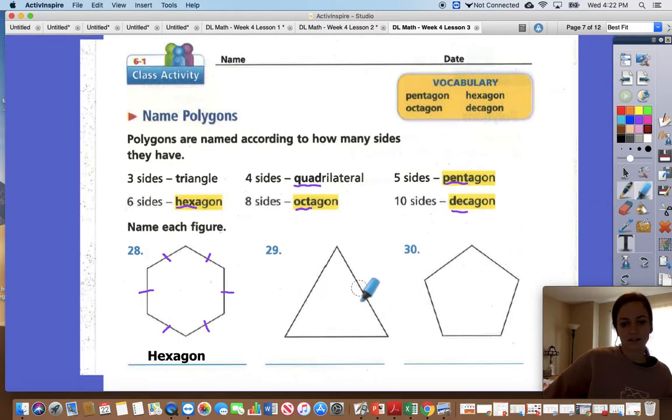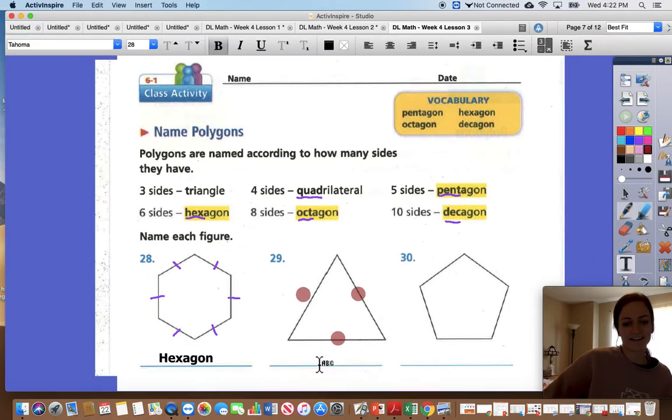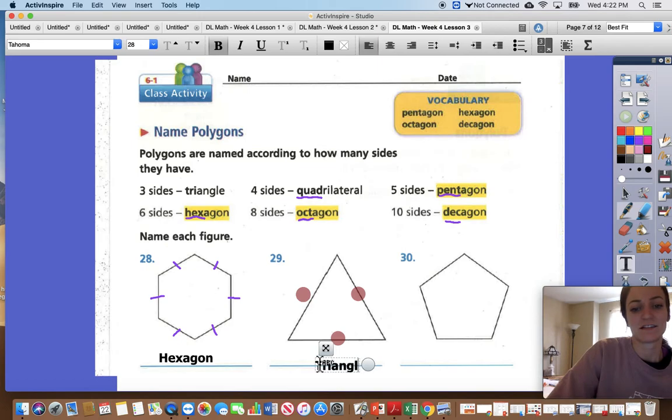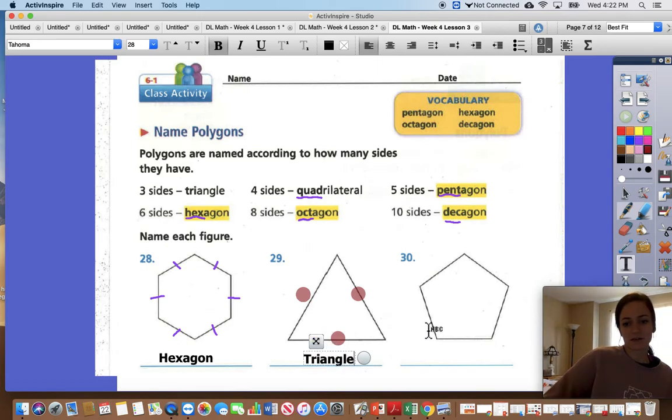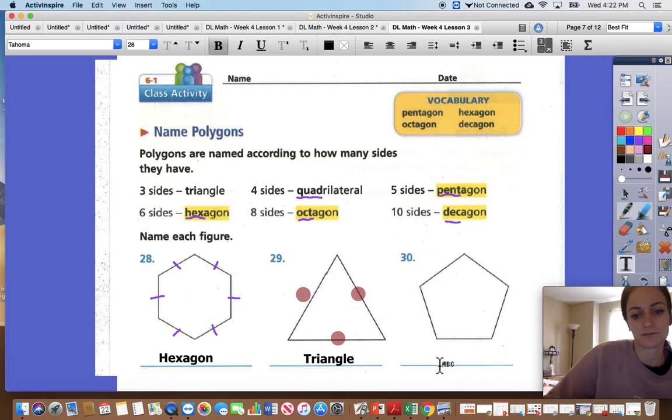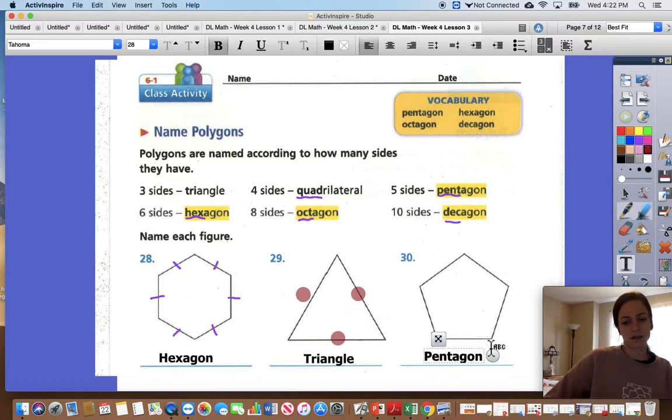1, 2, 3 sides, so it is a triangle, which you guys knew that, right? Okay, let's look at the next one. 1, 2, 3, 4, 5. So which one of these is it? It is a pentagon. Okay, that's 5 sides. Let's go to the next page.